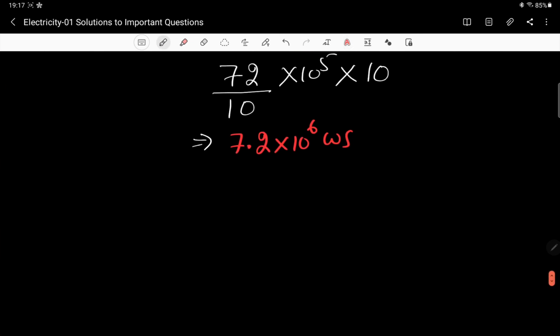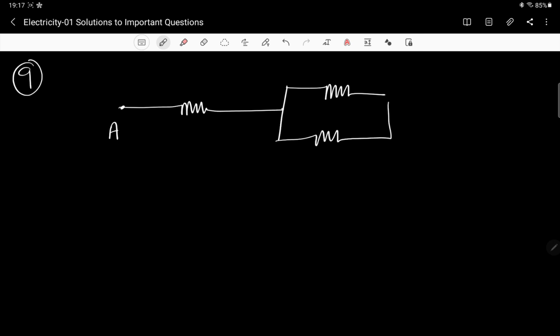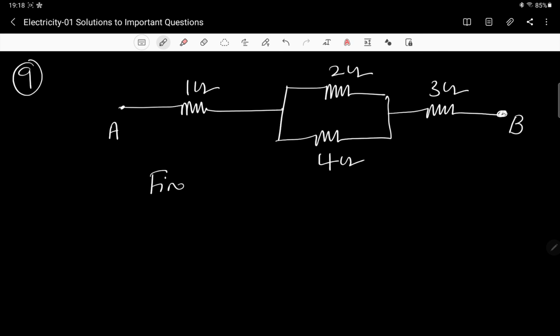So anyway, moving forward, let us get into the 9th question. So this 9th question is like this. Here is point A, and here I have got one resistor, and after that I have got another 2 resistors here, and I have got one more resistor here. So this is 1 ohm, this is 2 ohm, this is 4 ohm, and this is 3 ohm, and this point is B. Now they are asking to find the value of RAB. RAB means the resistance between this point A and this point B.